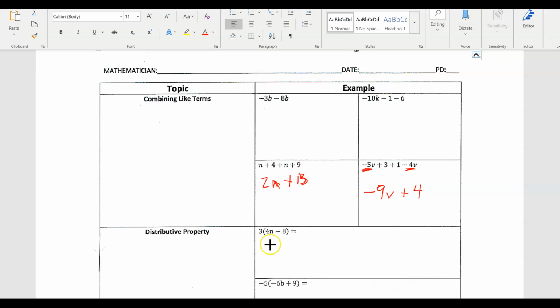And next I have 3 times 4n minus 8. So I'm going to use my distributive property here, and then I'll look to combine like terms after that. So I'm going to multiply 3 by everything that's in this parentheses. So 3 times 4n is going to be 12n. And then I have 3 times minus 8, that's going to be minus 24. And now I look around and see, do I have any like terms that I can combine, and I do not. So that is fully simplified there, 12n minus 24.